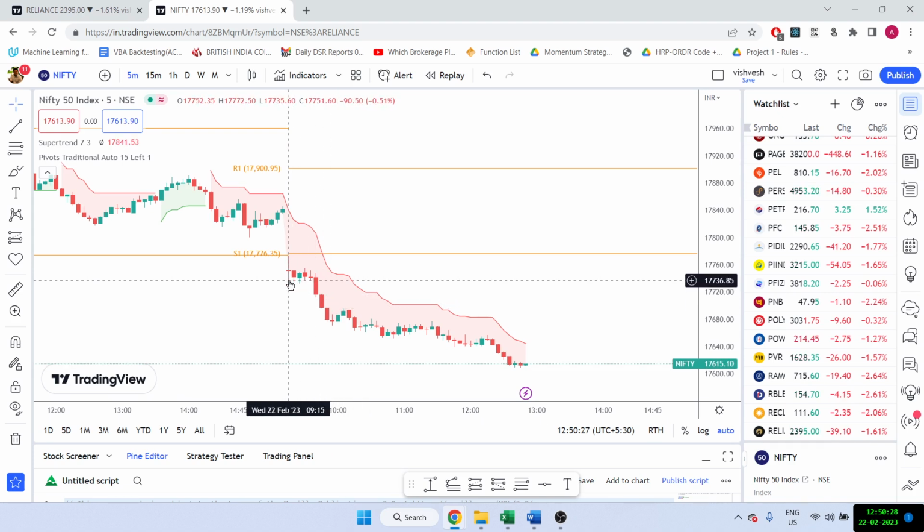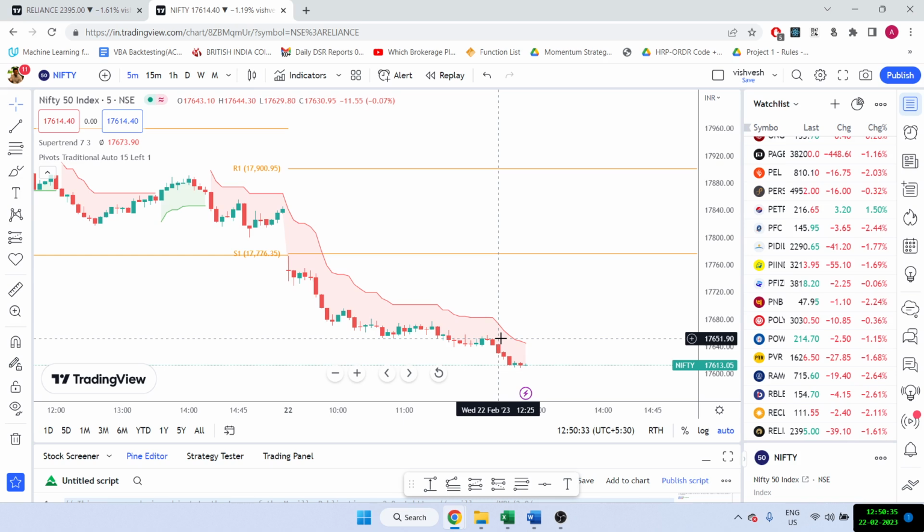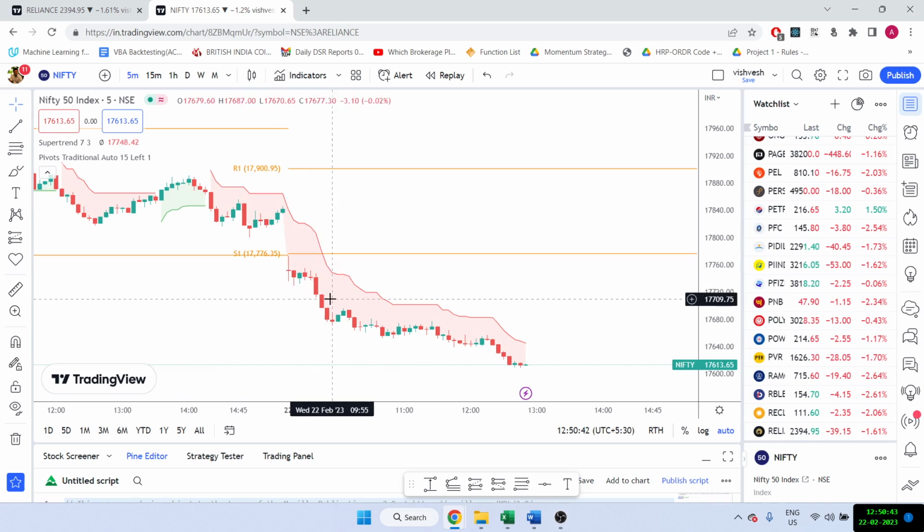And once we've taken the entry, our stop loss becomes the super trend value. So as you can see, super trend keeps coming down because it's a trailing stop loss. And once the candle closes above the super trend, that is when we are going to take an exit. So if you see today's market, we've already made good profits and we are still in the trade.